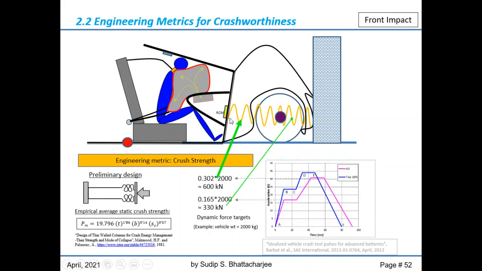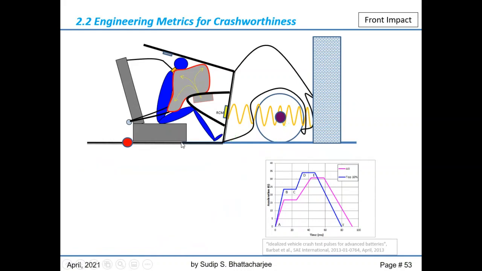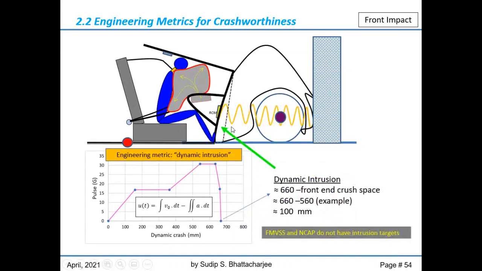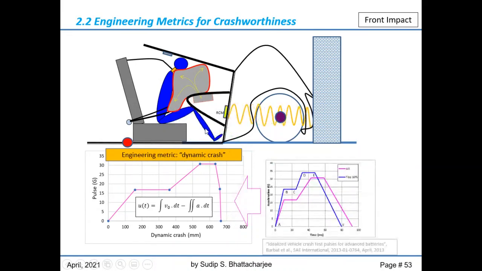One other thing that happens during this crash response is that this compartment of the vehicle is not rigid. It has some deformability in it. And if we look into that deformability, it will have some motions like that. How do I know how much it is going to intrude into the compartment? That measurement we can take from some other analysis, which we call the dynamic crash.